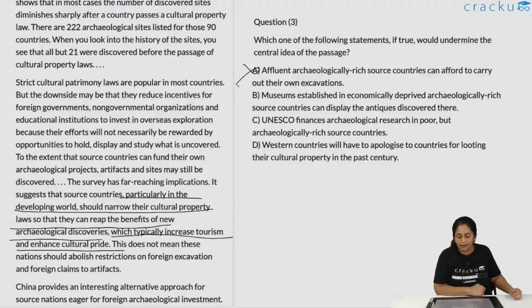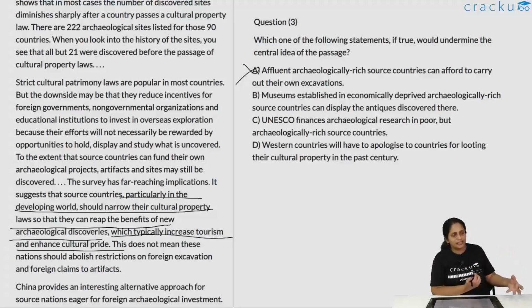So A can be eliminated. Option B: Museums established in economically deprived, archaeologically rich source countries can display the antiques discovered there. Now, even if this is true, that they can show it, it doesn't change the point being made by the author. The museums in these kinds of countries are not able to fund the archaeological site discoveries. The museums in these poor countries also don't have the money to fund archaeological discoveries.